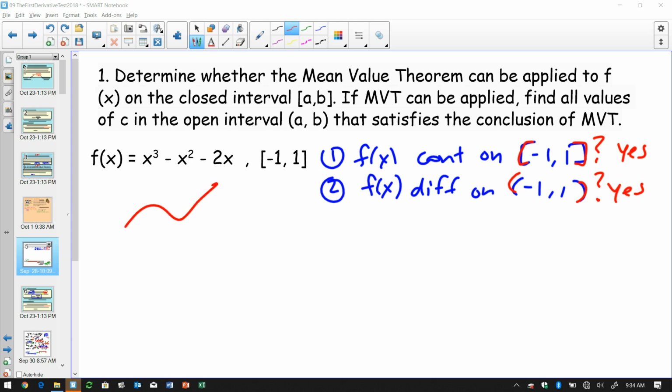If you graph this, it would look something like this. Do you guys remember that from some point in your life? Okay? All right. So guys, when these two conditions apply, then you can apply MVT. What does MVT mean? It means there's at least one point. Find that point C is what it says. Find that point C on this interval where this is true.